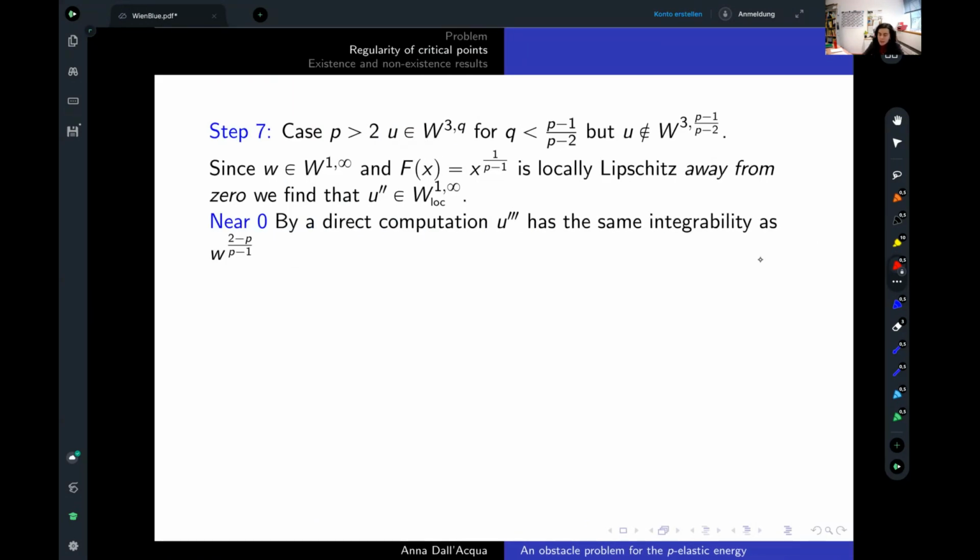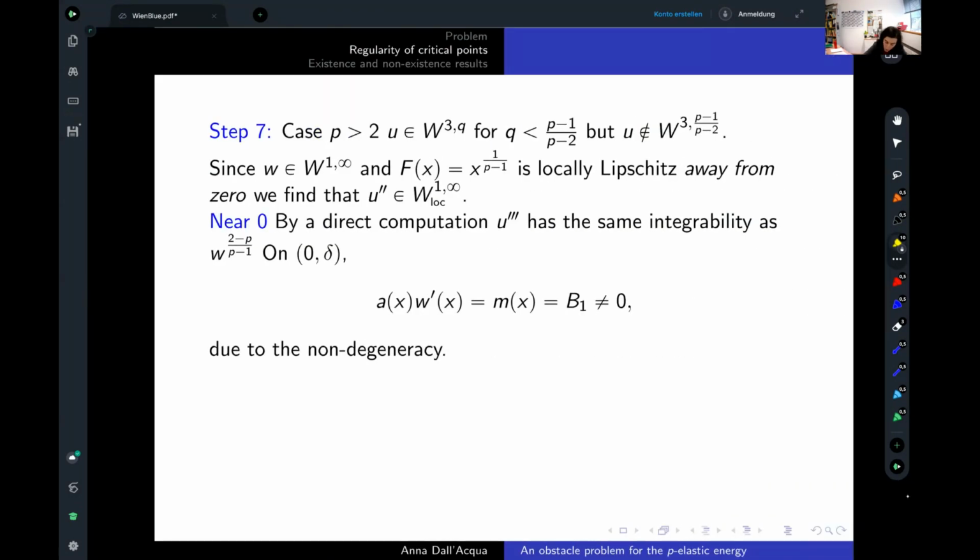And so we concentrate near 0, to see what happens near the boundary, and we make a direct computation, and we see that the third order derivative of U behaves like W to this power. So now it becomes to study how W to this power behaves. And again, looking at the Euler-Lagrange equation, we are in a neighborhood of zero where the obstacle is not there. That means the right-hand side is simply a constant that we can argue is different from zero, again, due to the non-degeneracy of the equation.